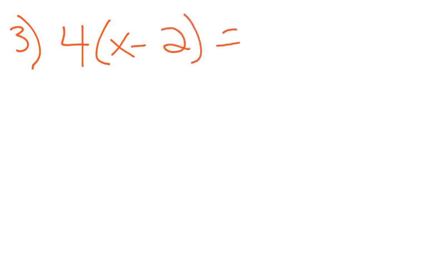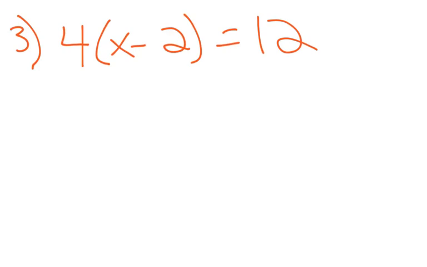All right, let's do number 3 together. Number 3. It's 4 times the quantity x minus 2 equals 12. We're going to do this one with 2 steps, but we're going to find out in a future lesson that we're going to do it a different way.